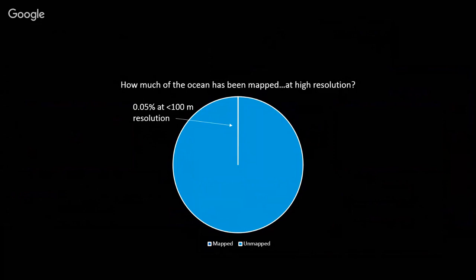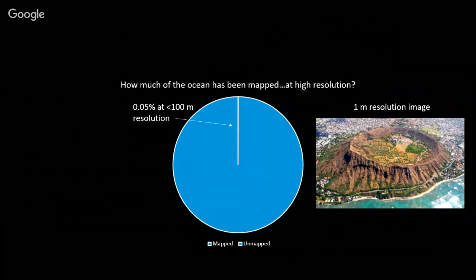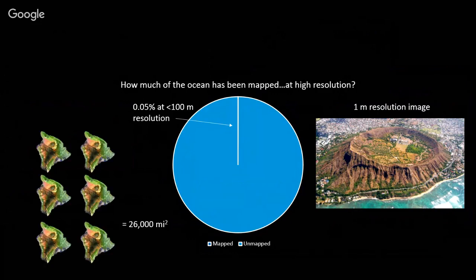With a 1-meter resolution image, for example, we can see this is clearly Diamond Head. We can see shadows on the side of the mountain. We can see the waves in the ocean. So this is a really high quality image. This is equivalent to only about 6% of the Big Island, so about 26,000 square miles, so not that much.